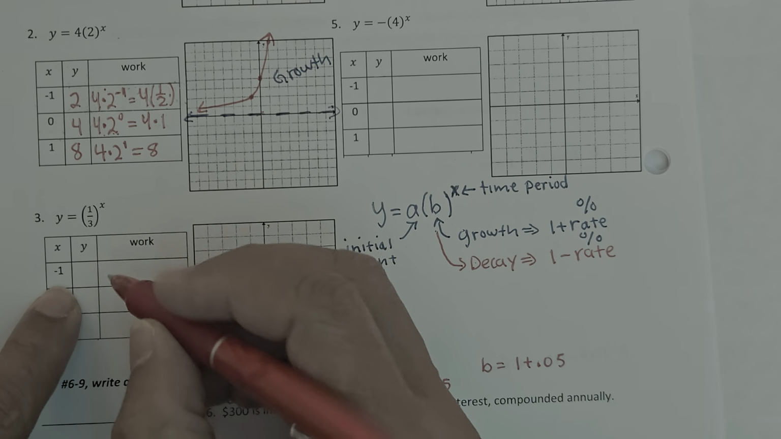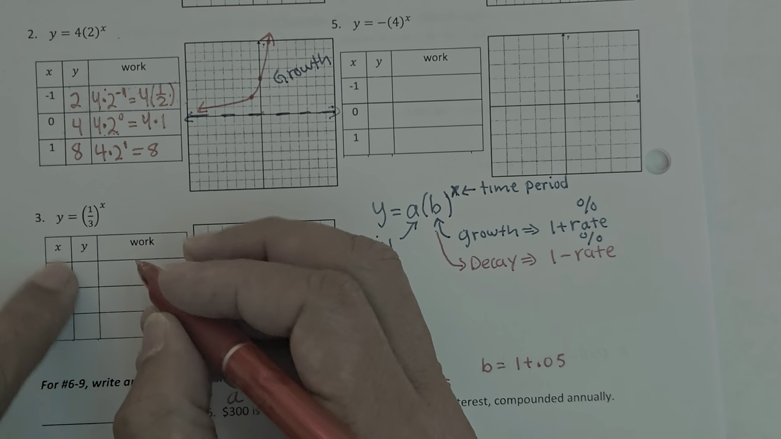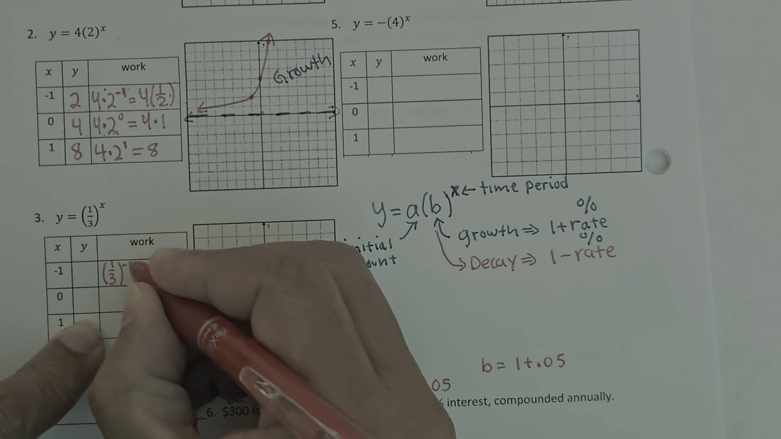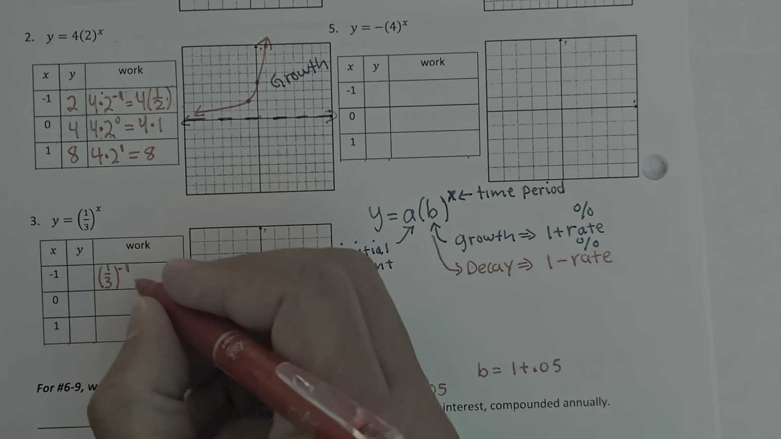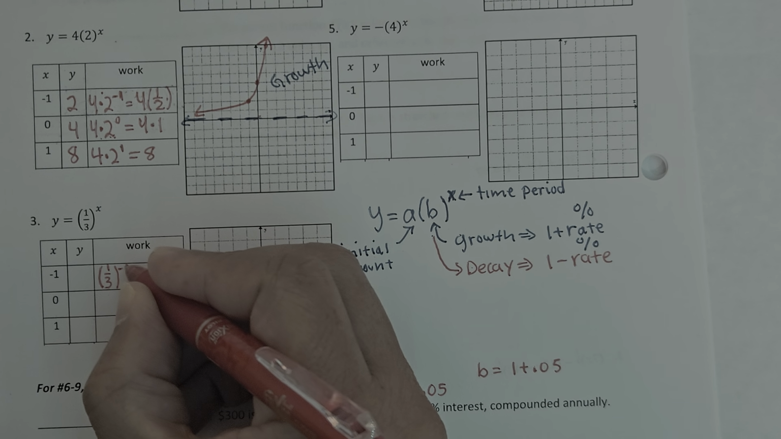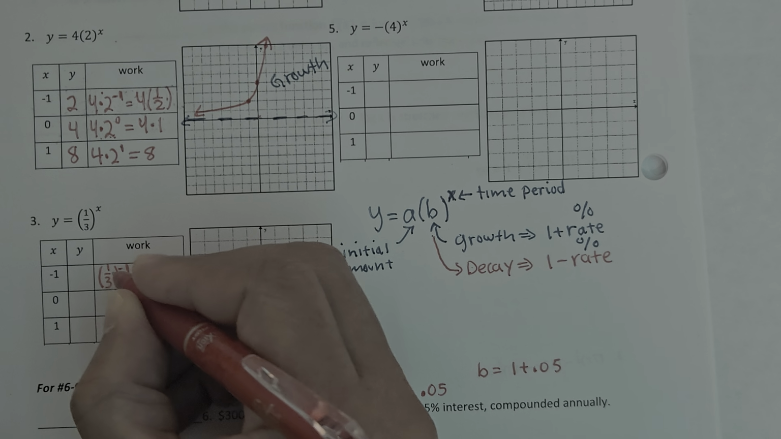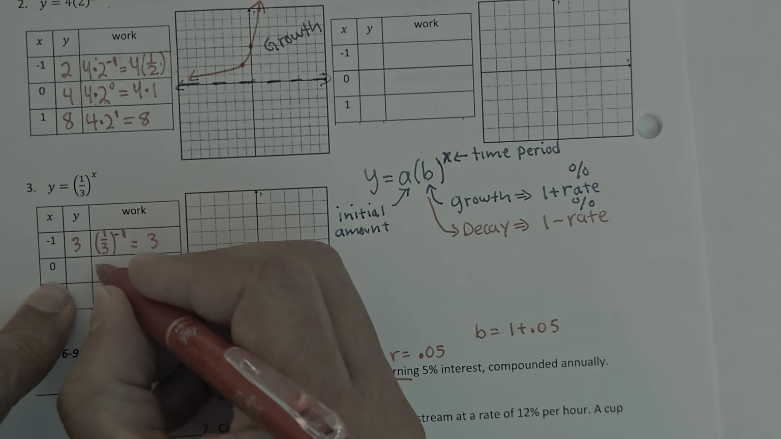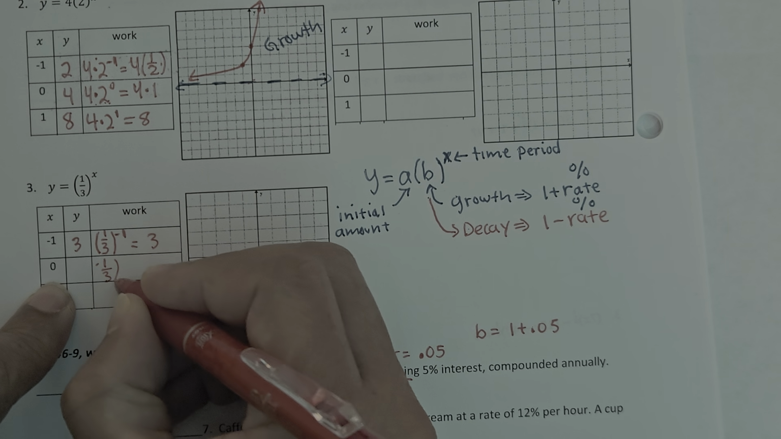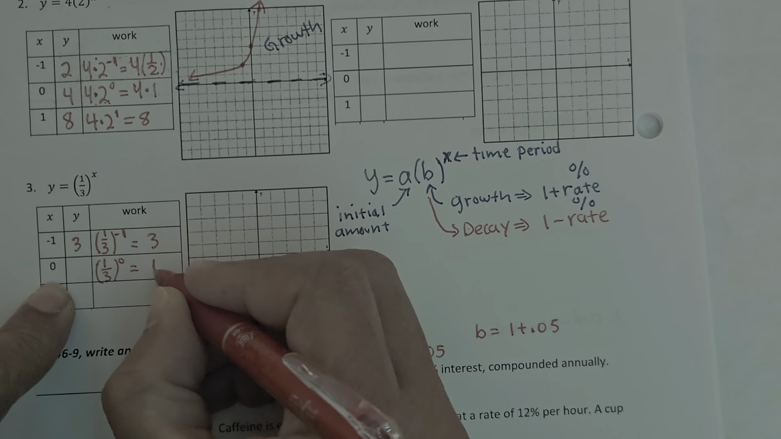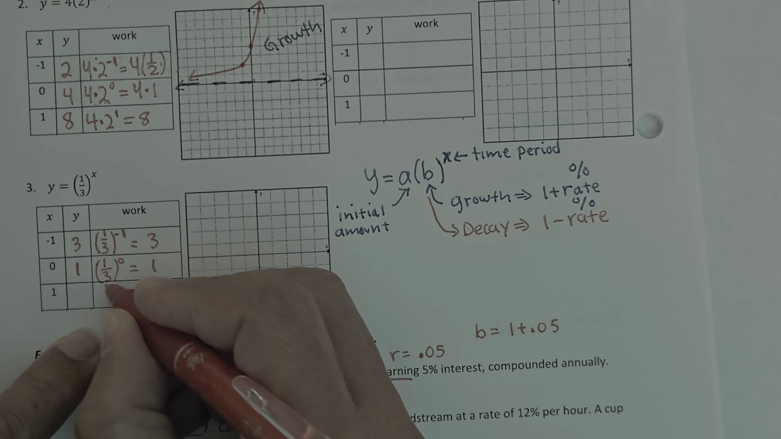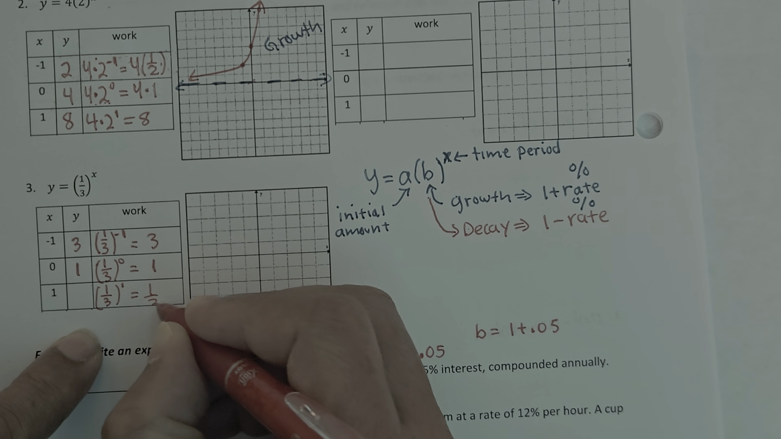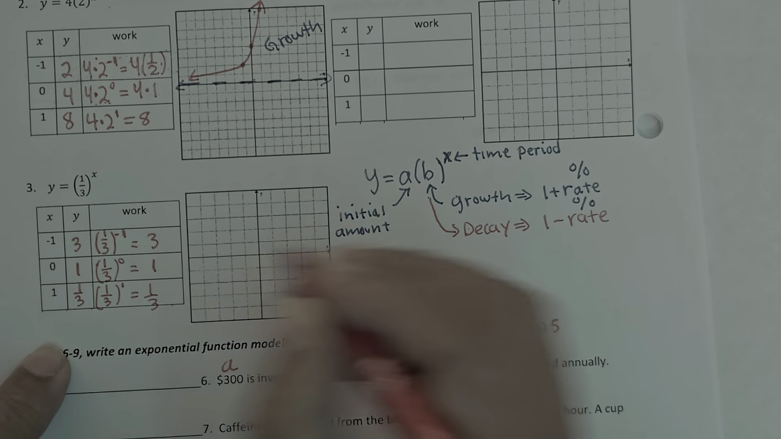For example number 3, again, we have 1 over 3 to the power of x. So then this is 1 over 3 to the negative first power. Since this is a negative power, that means this is actually the reciprocal of 1/3, which is 3. So when x is -1, y is 3. What about when x is 0? Don't forget, anything to the 0 power is 1. So when x is 0, y is 1. What about when x is 1? Well, this just gives you 1/3. So that means when x is 1, y is 1/3.